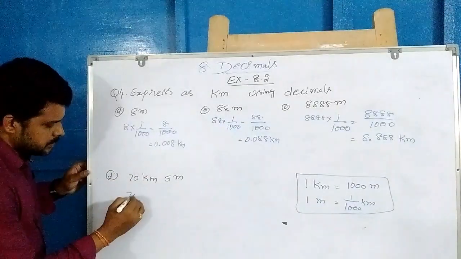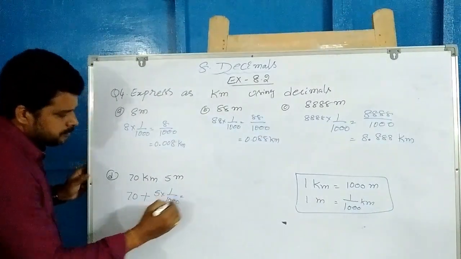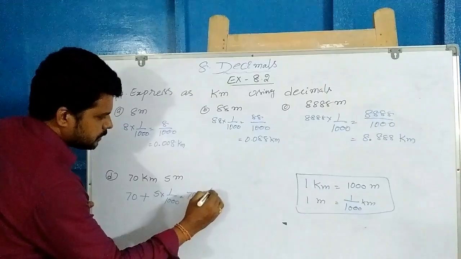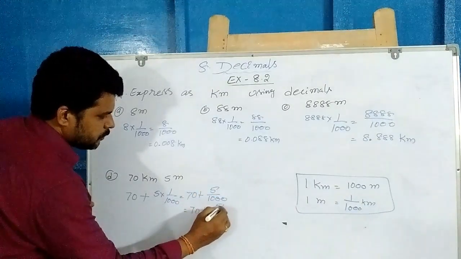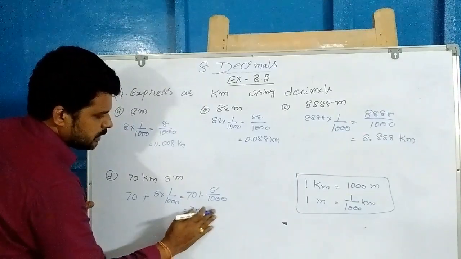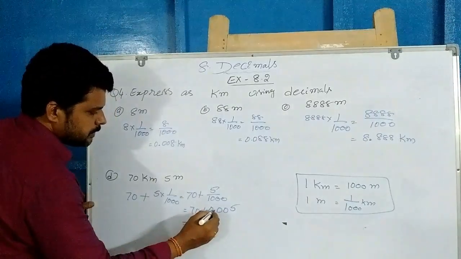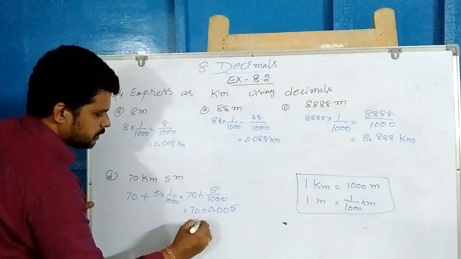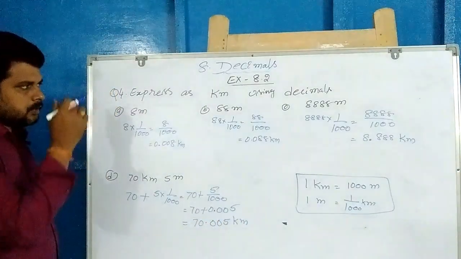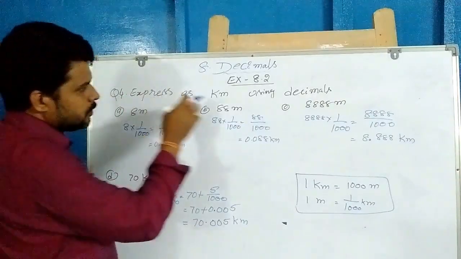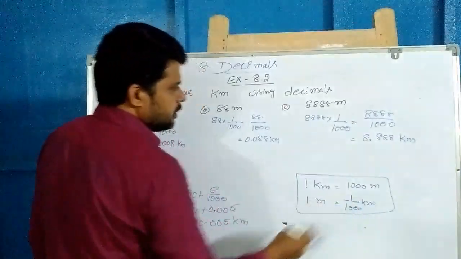70 kilometers, 5 meters. Already given 70 kilometers, that means 70 plus 5 meters. 5 into 1 by 1000. So 70 plus 5 by 1000. 5 by 1000 converted to decimals is 0.005. So 70 plus 0.005, 70.005 kilometers. 1 kilometer is equal to 1000 meters. 1 meter is equal to 1 by 1000 kilometers.